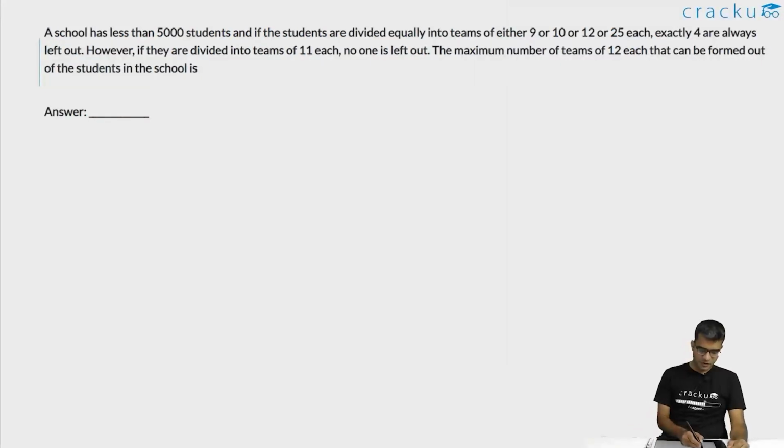In this question, we are told that there is a school which has less than 5,000 students, and if the number of students are divided equally into either 9 or 10 or 12 or 25 teams, then there are exactly 4 which are always left.